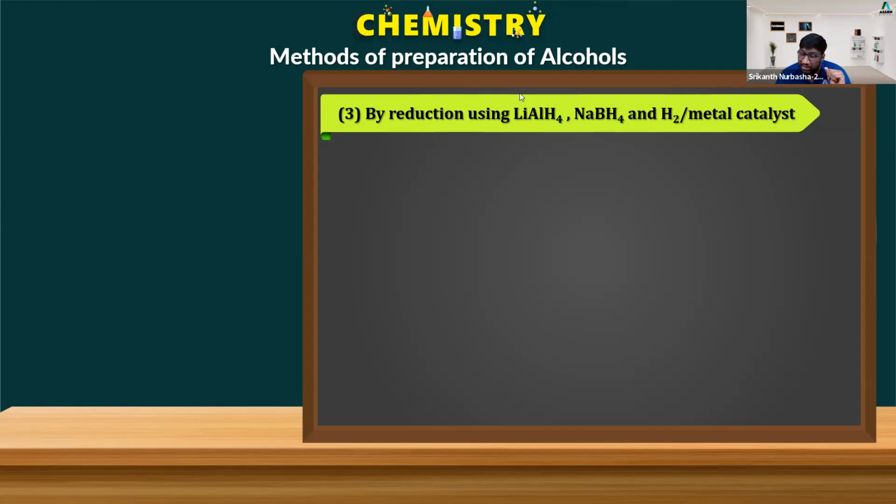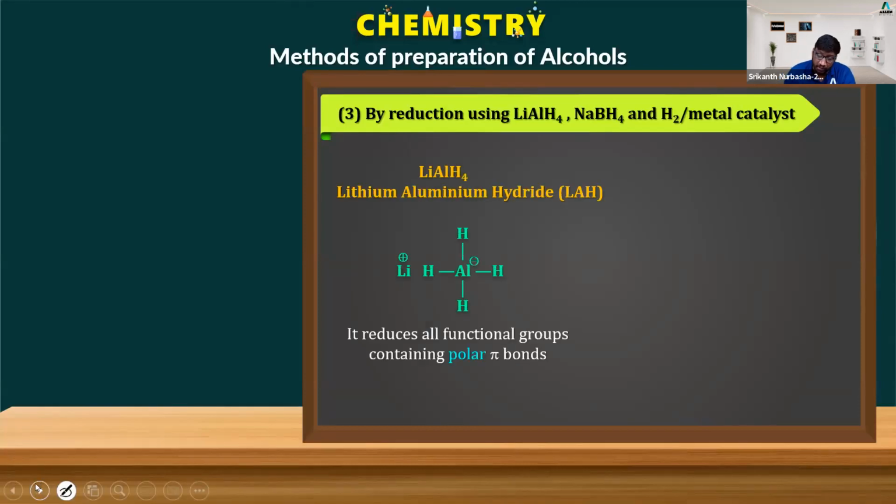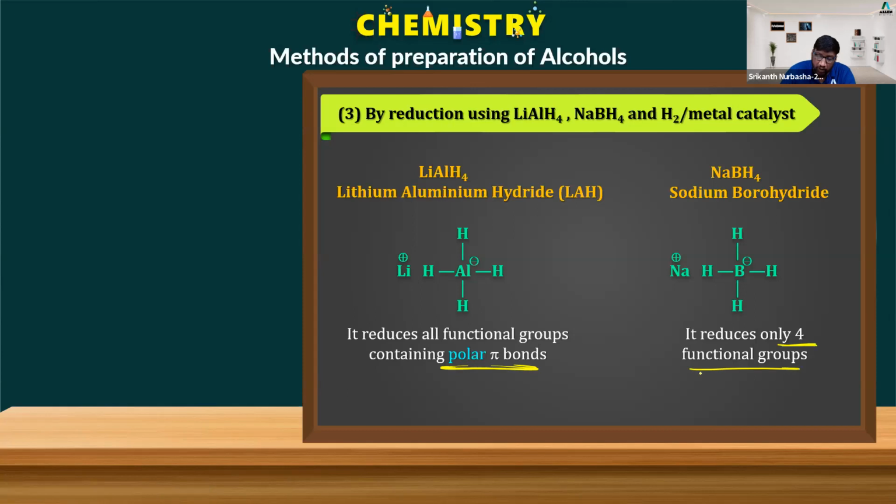H2 in the presence of metal catalyst will reduce all polar and non-polar functional groups except carboxylic acids. H2 in the presence of metal catalyst is not used for the reduction of carboxylic acids. Okay, these points you have to remember, students. Lithium aluminum hydride, LiAlH4, Li plus AlH4 with negative charge on aluminum, reduces all functional groups containing polar pi bonds. NaBH4 reduces only 4 functional groups. What are those? We will be looking now.